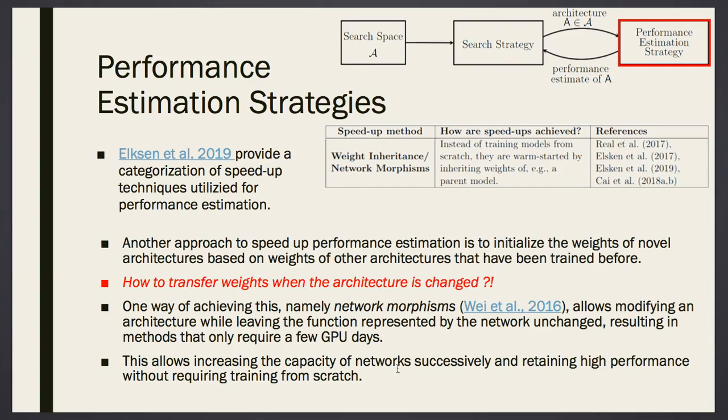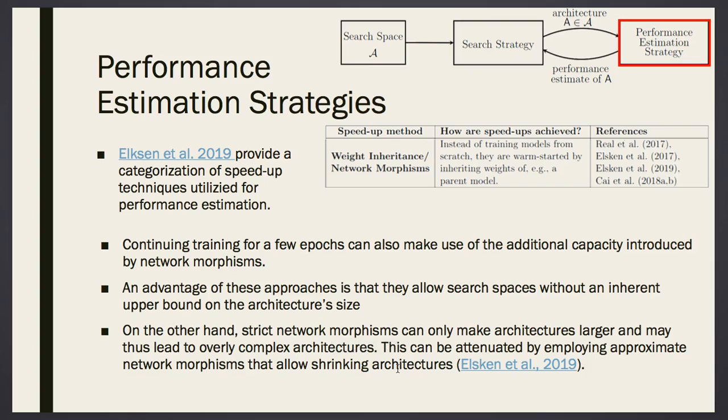So this way, you are always making the architecture bigger. That's the nature of it. So this idea is called network morphism, guys. So continuing training for a few epochs can also make use of the additional capacity introduced by network morphism. This sentence tried to say that when you add a little part, you can only train for a few epochs and just transfer it for the next iteration.